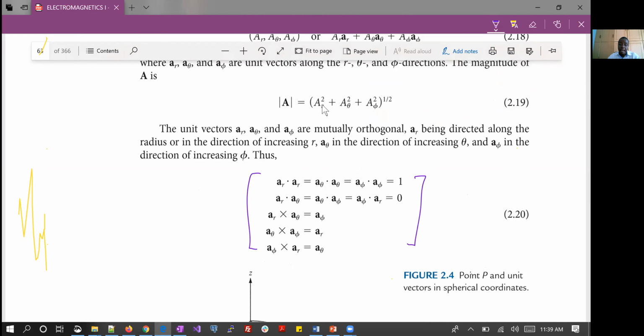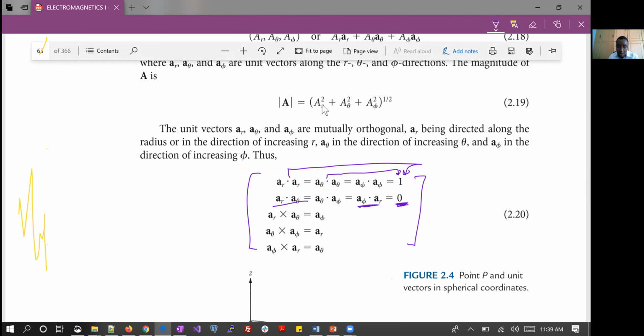And therefore, AR dot AR is equal to 1. A theta dot A theta is equal to 1. And A phi dot A phi is equal to 1. But when you cross any two different unit vectors, then you are always going to get a 0. This is something we explained a lot in our second lecture, and so this idea should become quite familiar.